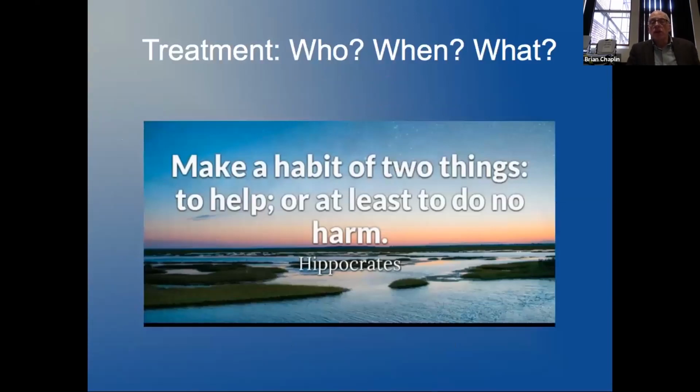So treatment: who are we going to treat? When are we going to treat? And what are we going to treat?